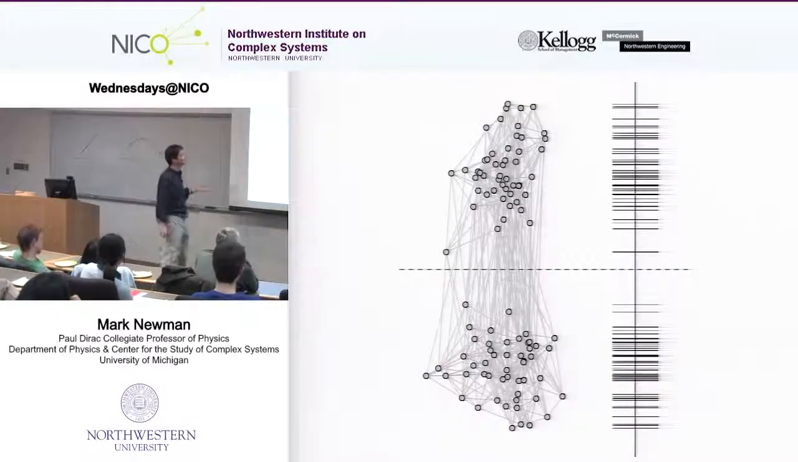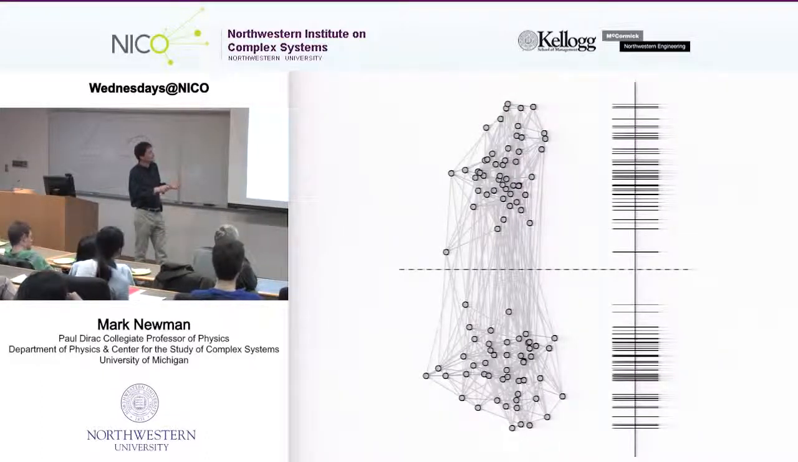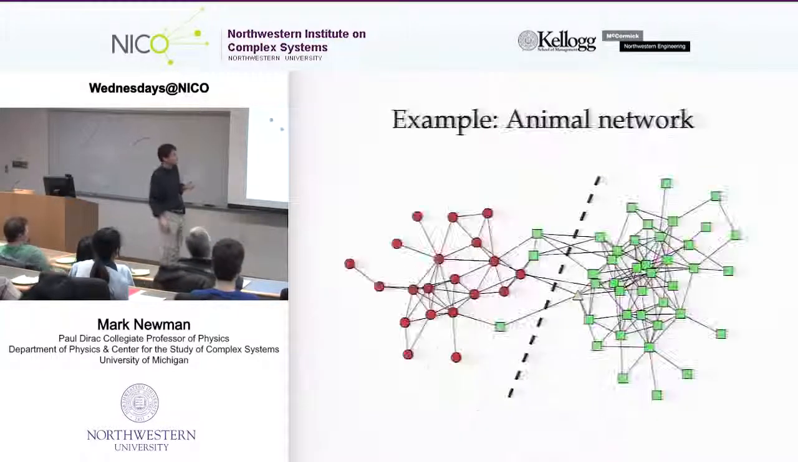Here's just a little fake network that I made. Here's the network. Here's the eigenvector elements. And you see there's a clump that's positive. This is the 0 line with the dotted line here. There's a clump that's positive, and there's a clump that's negative. And you divide along the 0 line, and you very nicely recover the two groups in the original network.